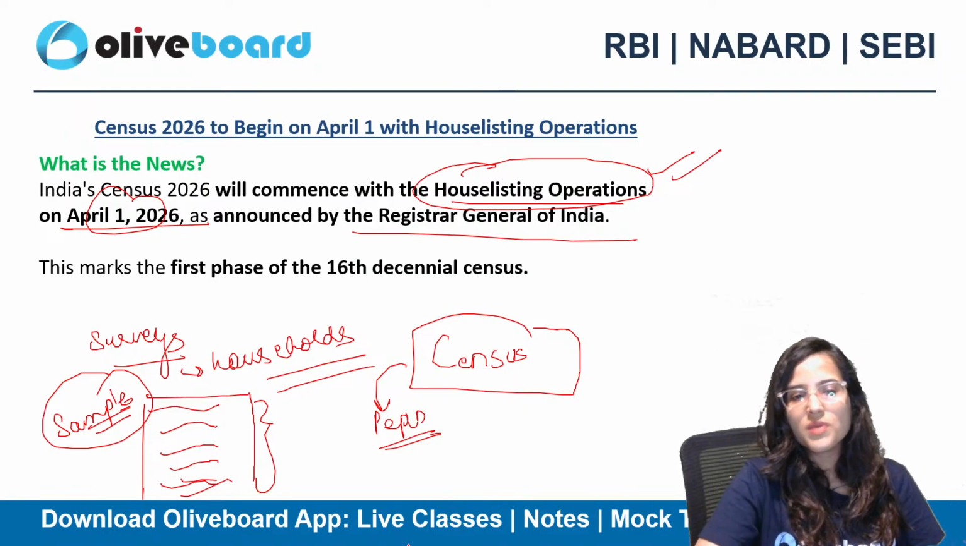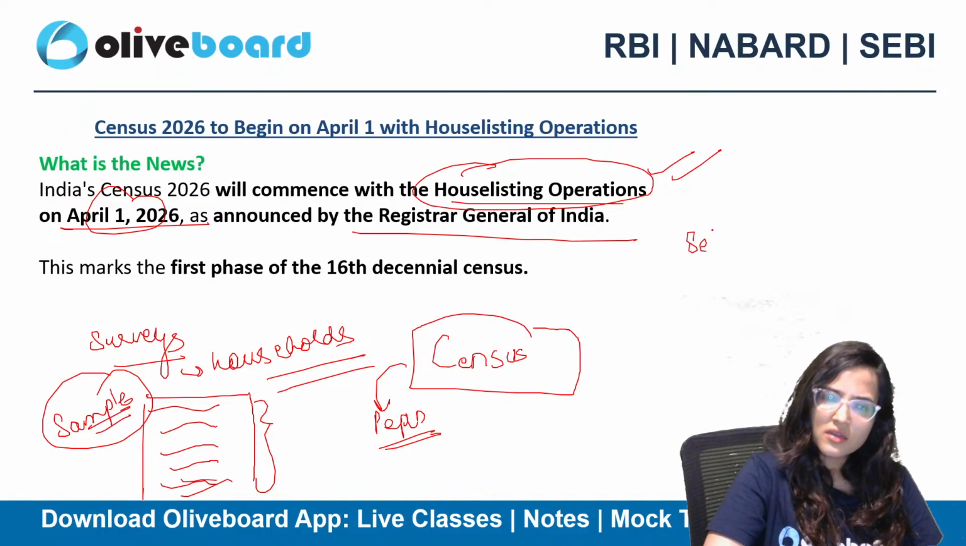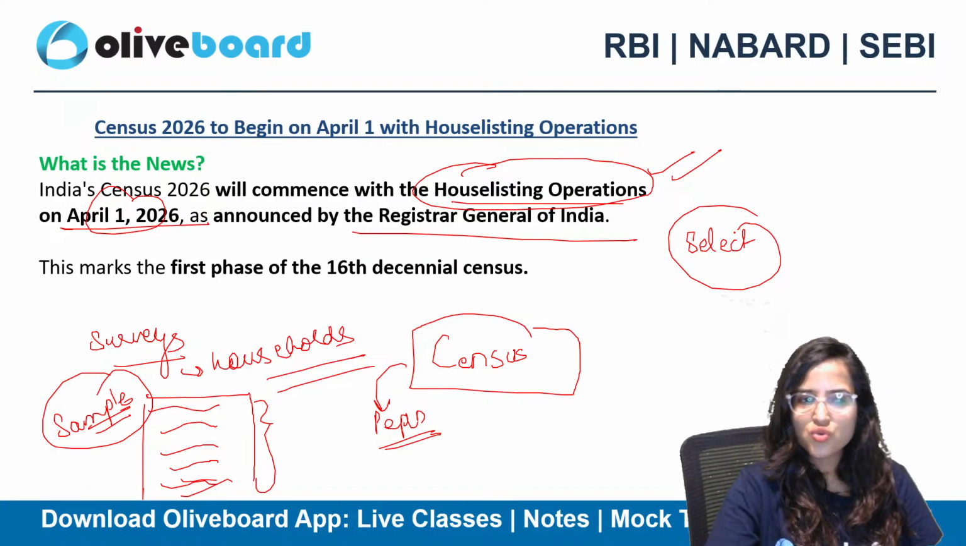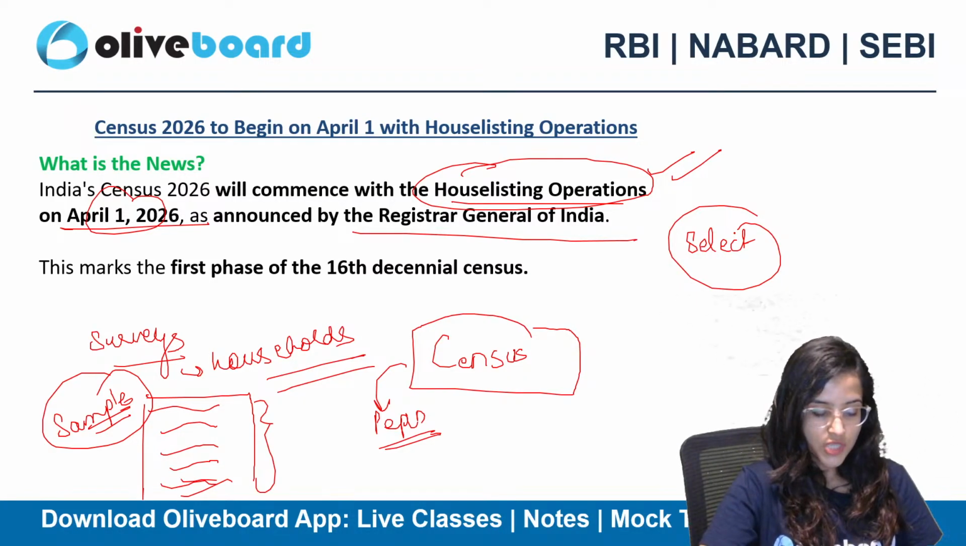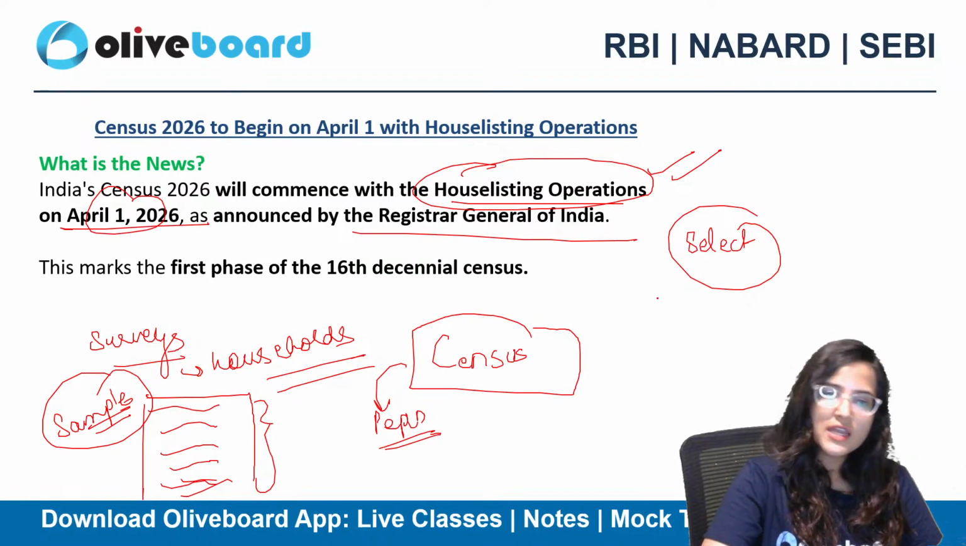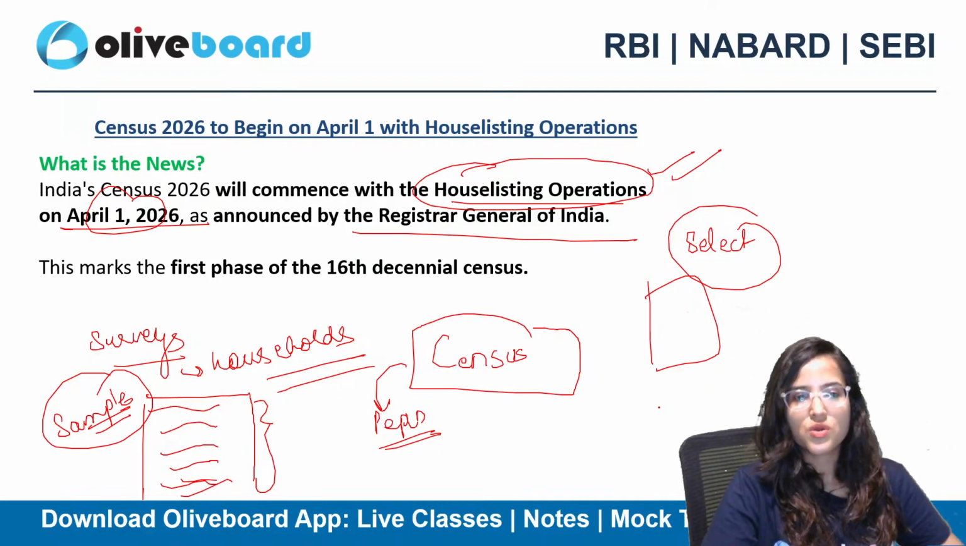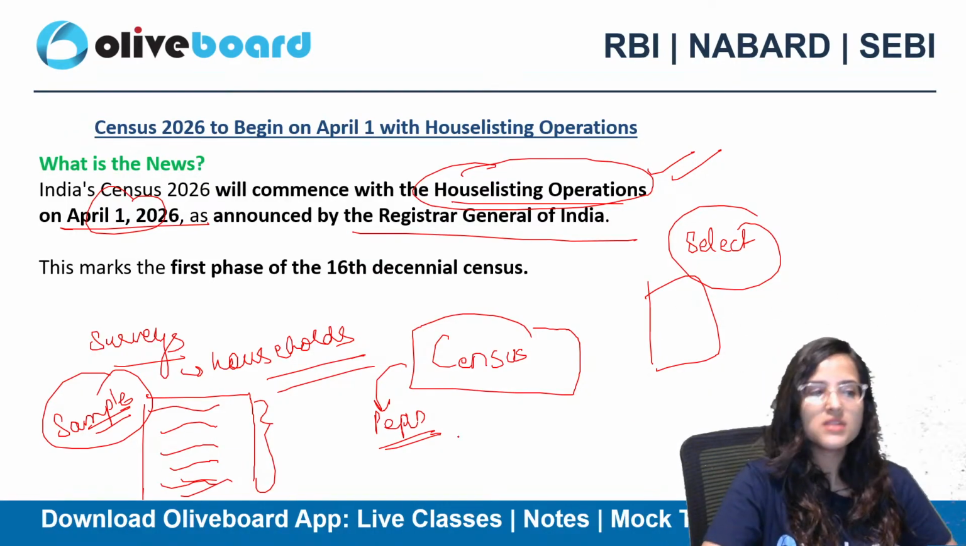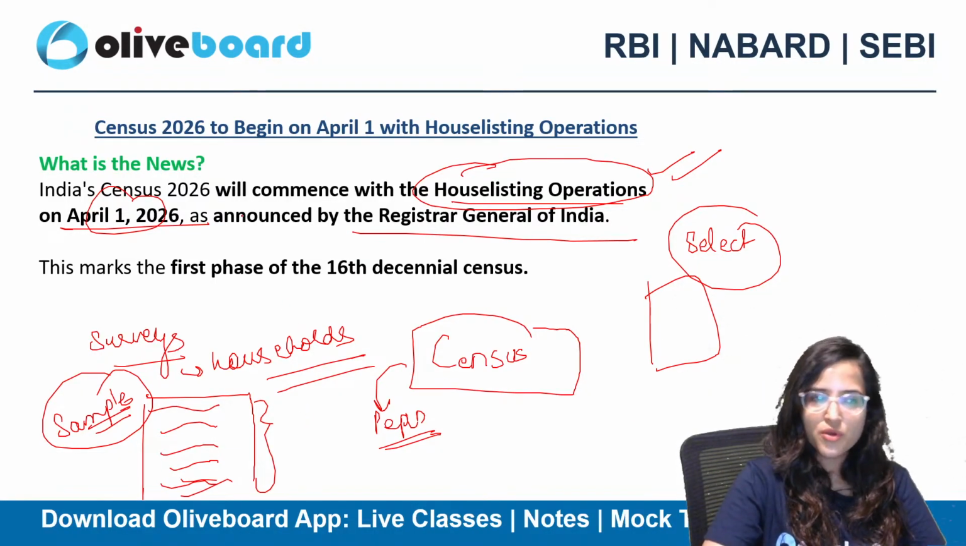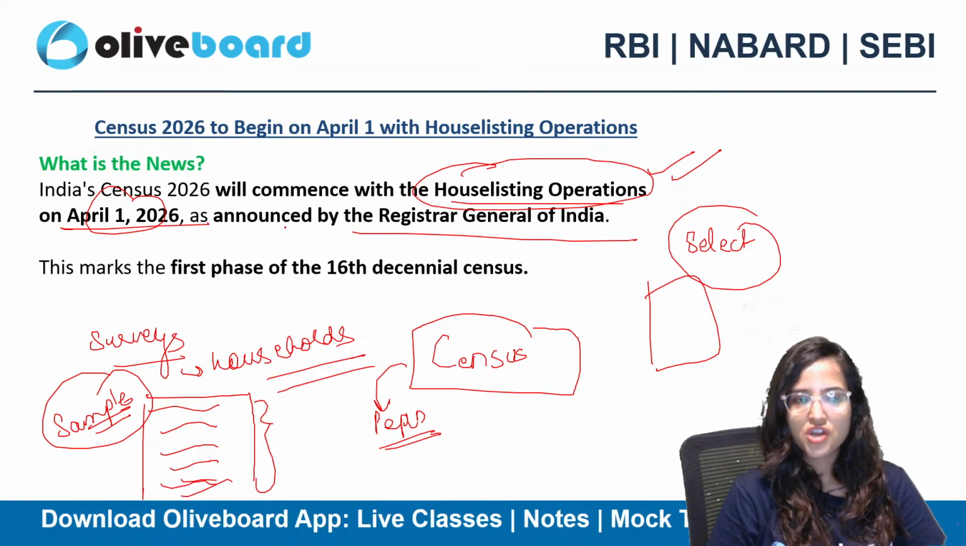Not exactly count buildings and houses, but select households, check out the listing, check out the structure, the amenities and all, and then list accordingly. Out of that list, we are going to create a sample for conducting the survey. That is what is called house listing operations. So that will commence on 1st April 2026, which has been announced by the Registrar General of India.